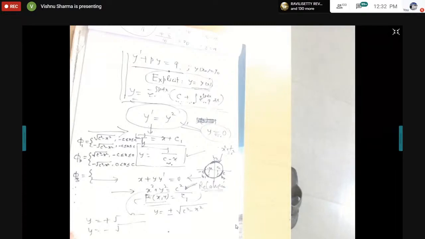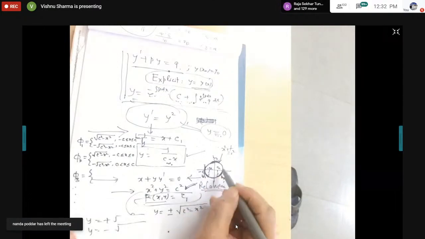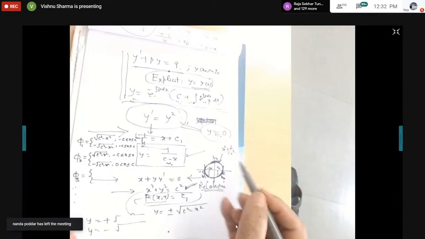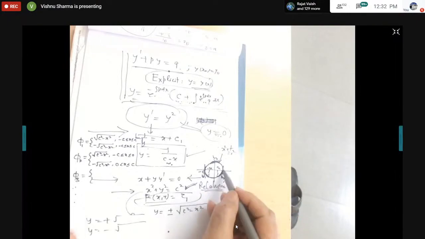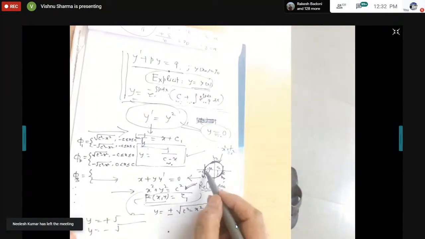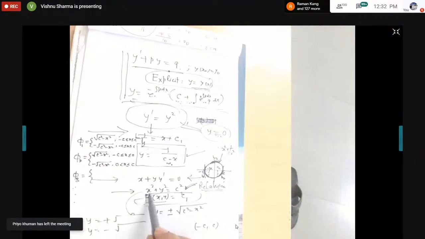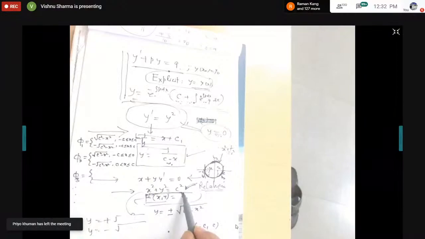Yes, we are including the neighborhood of c, because here y dash is not defined. So it has to be an interval. At these points, y dash becomes infinity, and therefore the solution has to be an open interval, from minus c to plus c. So what I want to say, there are infinite number of functions which satisfy this relation, but all of them need not be the solution, in fact.